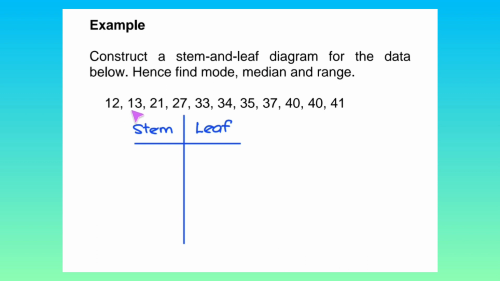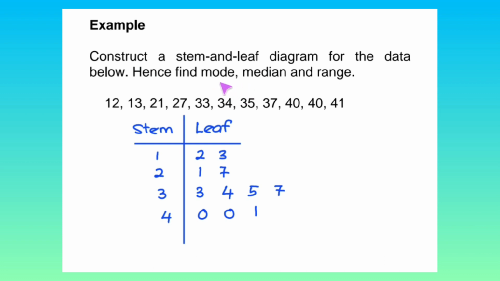So next, make sure we arrange the given numbers in ascending order. Here we have number 12. So this is 1, 2, representing 12. 13 is 1, 3. 21 is 2, 1. 27, 2, 7. Then 33, 34, 35, 37, and then 40, 40, 41. Okay, this is our stem and leaf diagram.